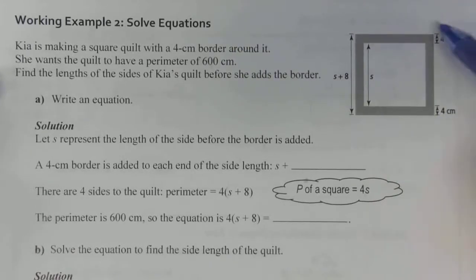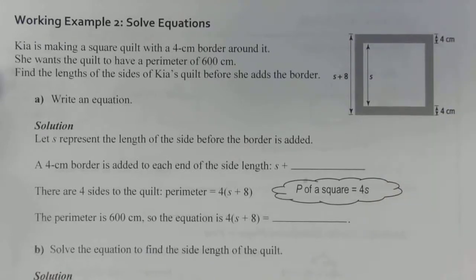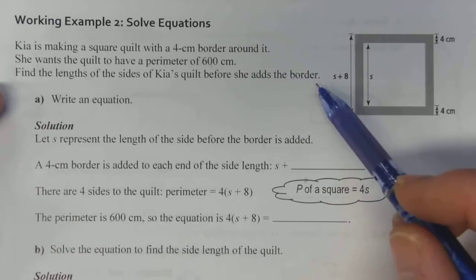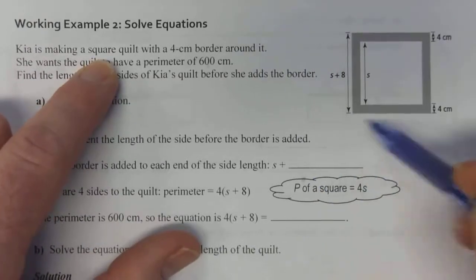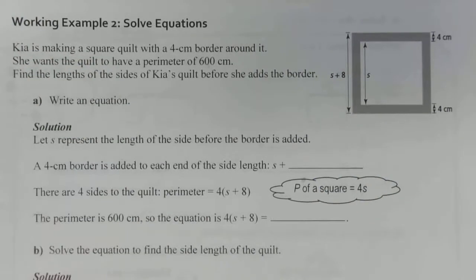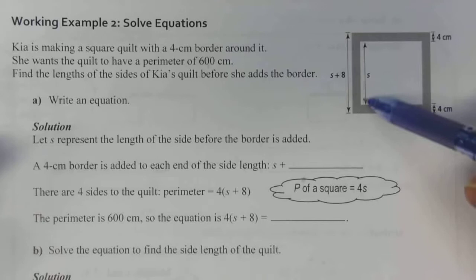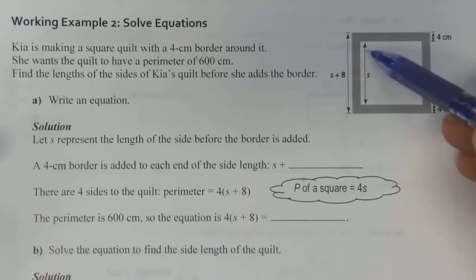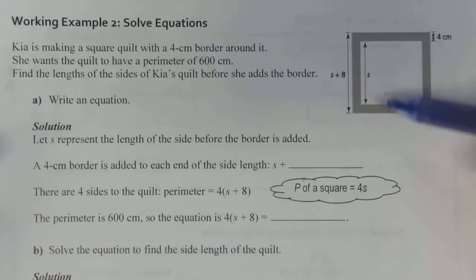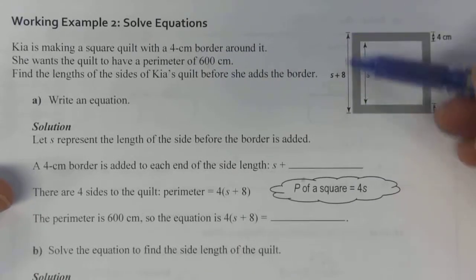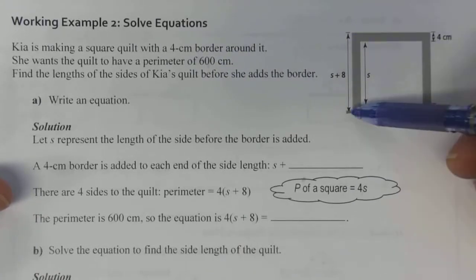So perimeter is the outside added all together. Find the lengths of the sides of Kia's quilt before she adds the border. Now it is square, so all 4 sides are the same. So she wants to know what this S value is. That's the side of the quilt. If it's a 4 centimeter border, we've got 4 centimeters at the bottom and the top, so we know that the side length here is a full S plus 8.